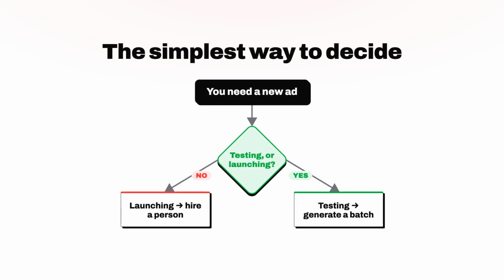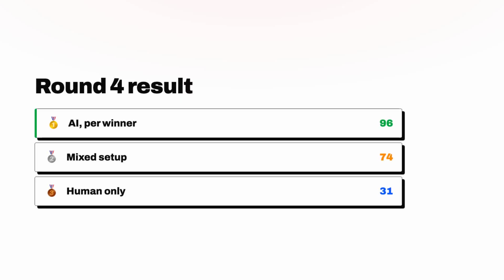Simplest way to decide it. Are you testing or are you launching? Testing goes one way, launching goes the other. That's the whole flowchart. Round 4 goes to AI, but honestly not by as much as the hype says once you actually count the storyboard passes and your own time.